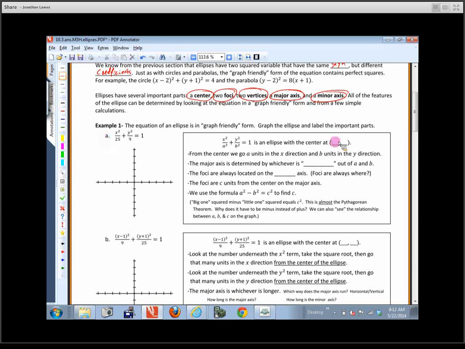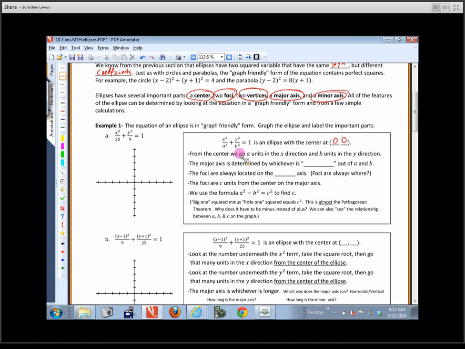On this one, it has a center at 0, 0. Okay? So we usually start with that key point on kind of the center of the whole thing being at the origin, okay? And when we graph something like this, you'll notice I've got an example right here. We go a units in the x direction. So I want you to notice that underneath the x squared is an a squared. Whatever that number is underneath the x squared is an a squared. Okay, so we're going to go that far in the x direction, and we're going to go b units in the y direction. So whatever the number is underneath the y squared, that's how far you're going to go in that direction.